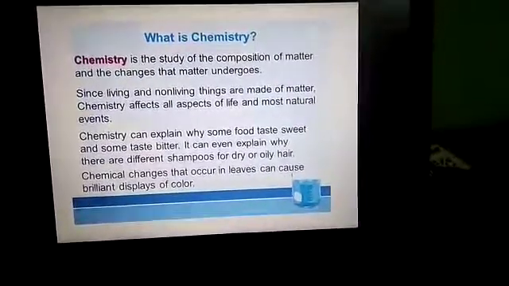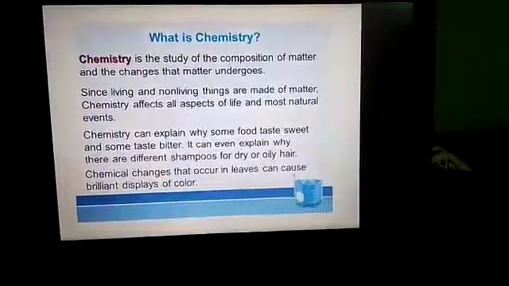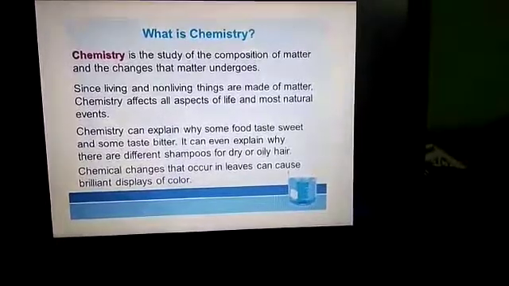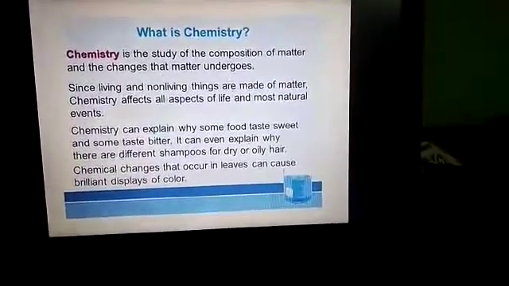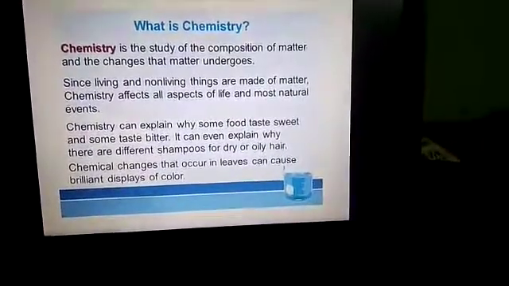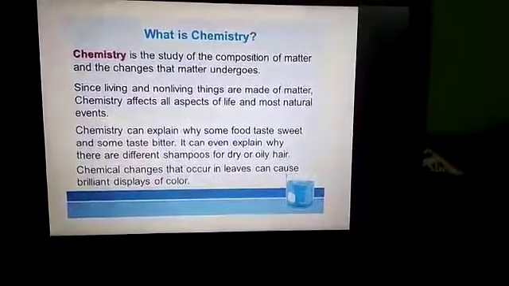Even chemistry explains why some food tastes sweet and some taste bitter and some salt, and it even explains why there are different shampoos for dry and oily hair, because it depends upon the pH. Chemical changes that occur in leaves cause brilliant displays of color.